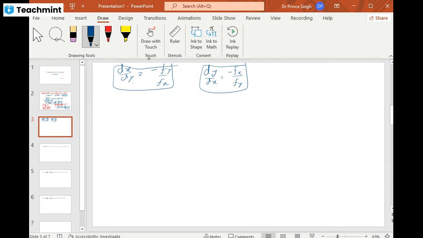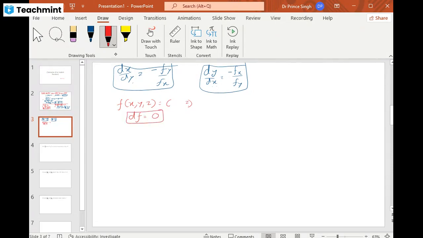Now this is the case if your function depends upon two variables. If your function depends upon three variables, say f of x, y, z equal to c, what can we do? Again, we use the concept of total derivative. So what about df? df is equal to zero.